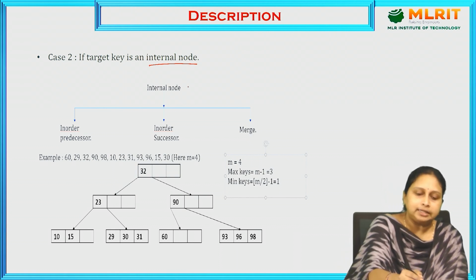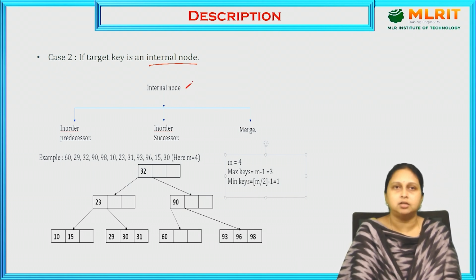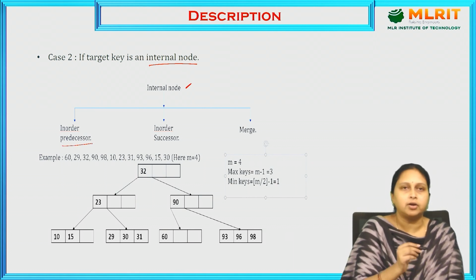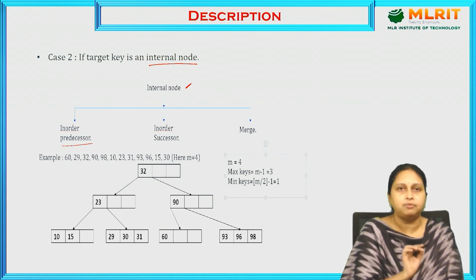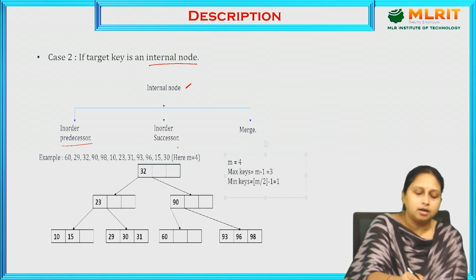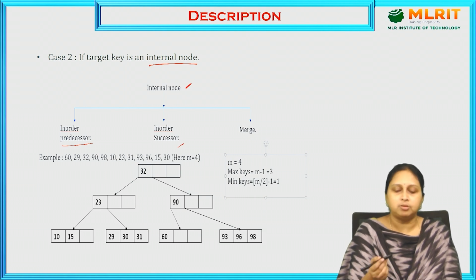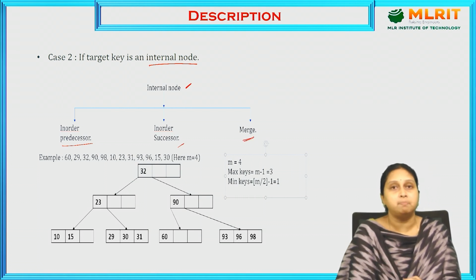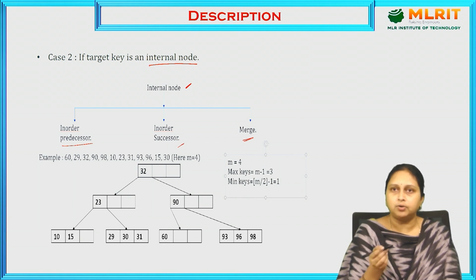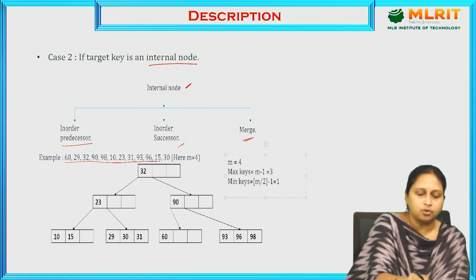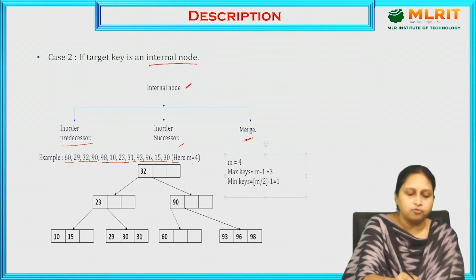Now, if I want to delete an internal node, how are we going to delete it? We are going to check with the in-order predecessor. We are going to replace it with the in-order predecessor, and delete the element. Otherwise, we can select the in-order successor and delete it. And if you don't have the minimum elements, then in that case, we are going to merge, and based on the merging, we are going to delete the particular element and the remaining elements will be placed in the appropriate positions.